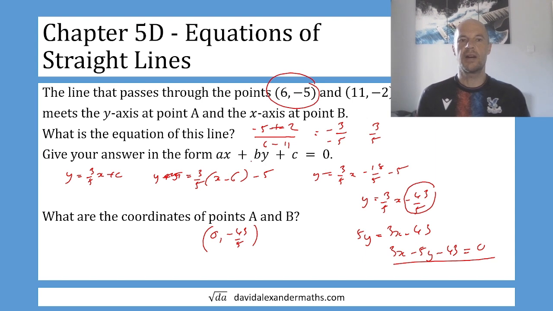Now for B is where it meets the x-axis, where y is 0. So I'm going to use whichever equation. In fact, I would normally use the y equals, but actually I'll use this one here as there's no fractions in it. So if y is 0, then 5y is also 0. So 0 equals 3x take away 43. So therefore 3x equals positive 43. So x is 43 over 3. So that is (43 over 3, 0).